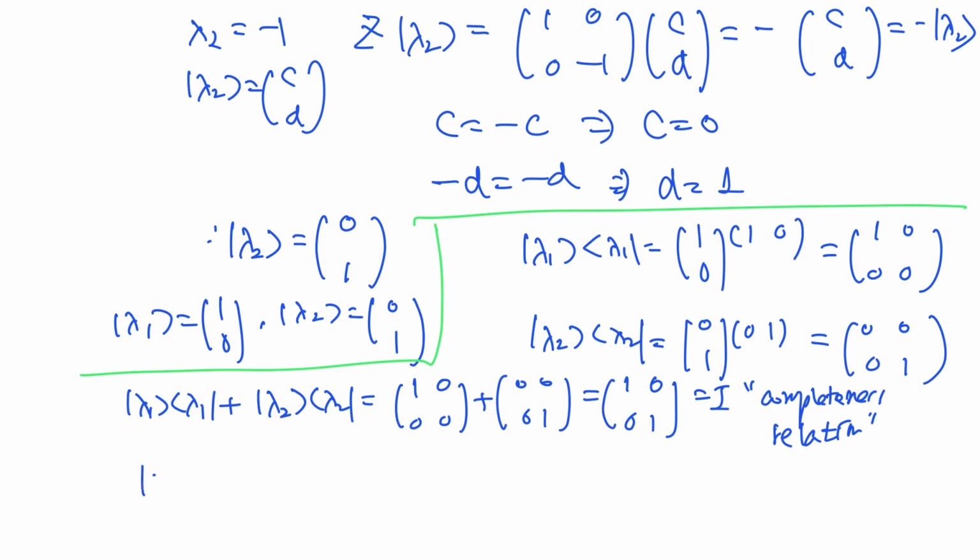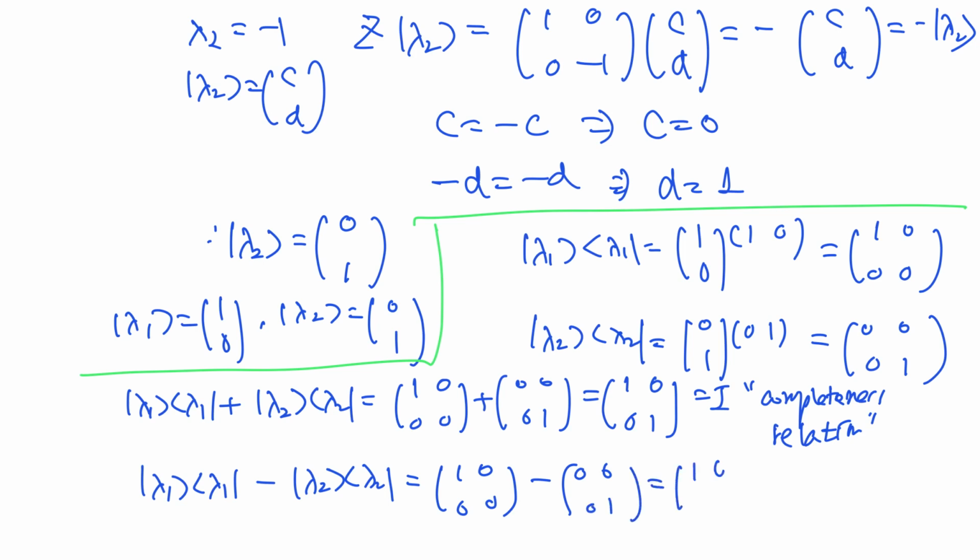How about lambda 1 minus lambda 2, which is (1, 0; 0, 0) minus (0, 0; 0, 1). (1, 0; 0, minus 1) is already Z, right? So that's the spectral theorem.